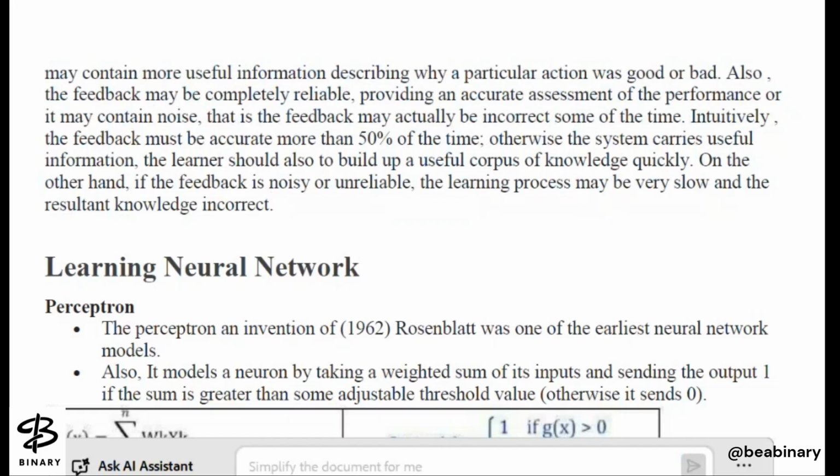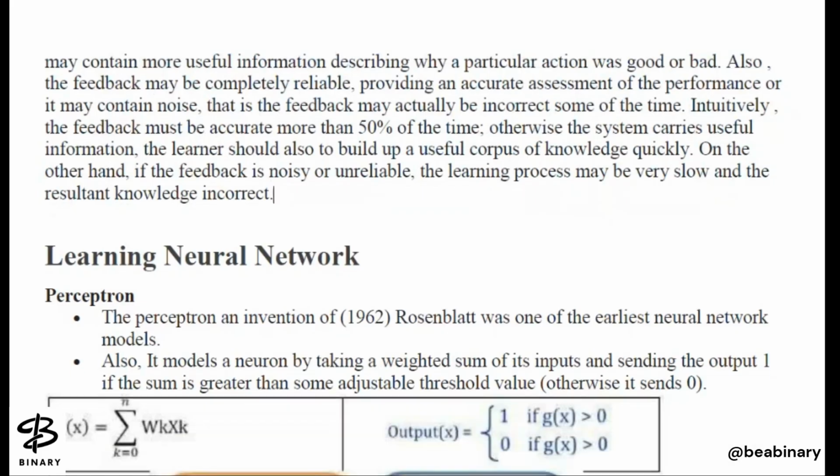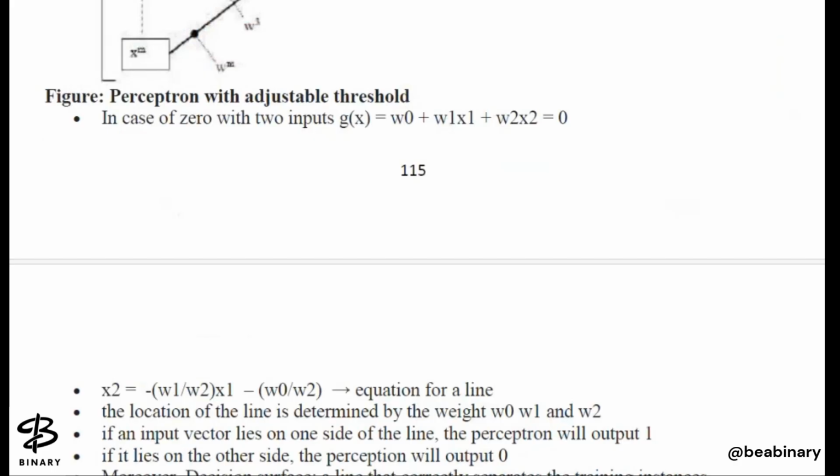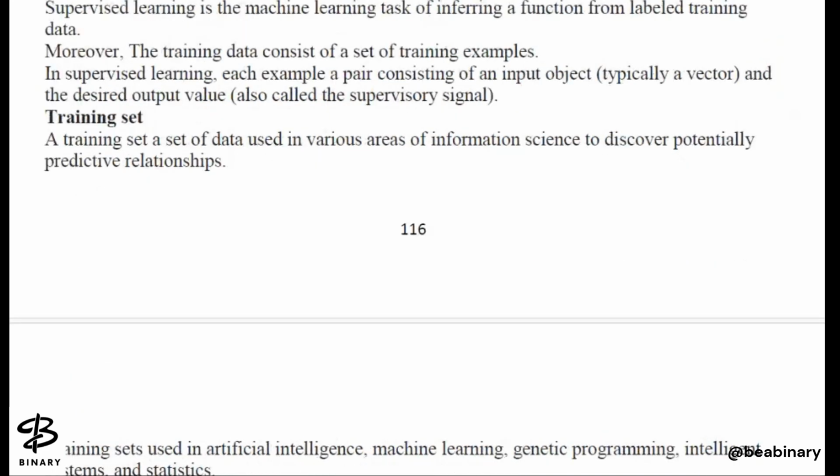So we have discussed learning by the neural network, and the last topic that we need to discuss is genetic learning. After this topic, we will complete our fourth unit. So what is the genetic learning that we need to discuss? Genetic learning is supervised learning, and the supervised learning here we are talking about is the machine learning task of inferring a function from labeled training data. Moreover, the training data consists of a set of training examples.